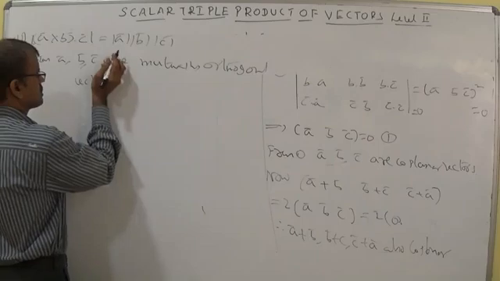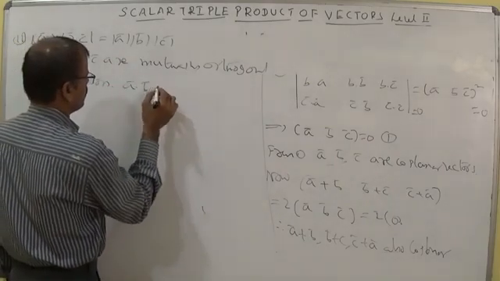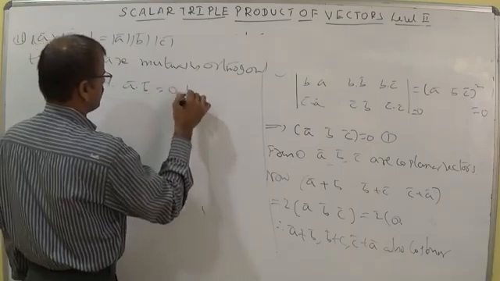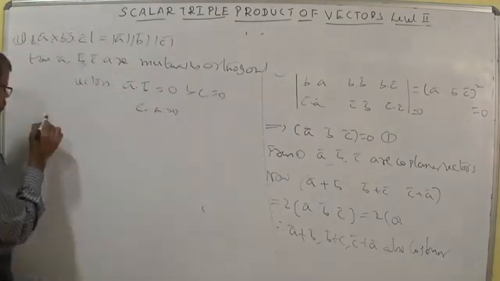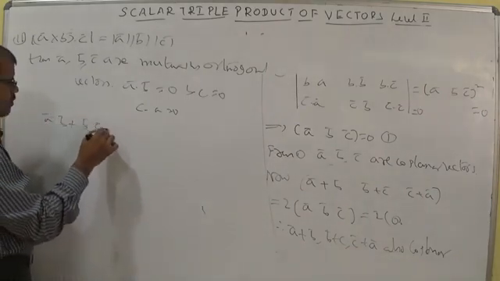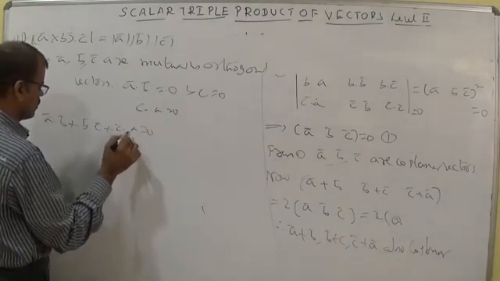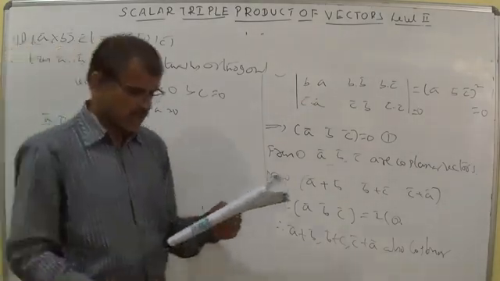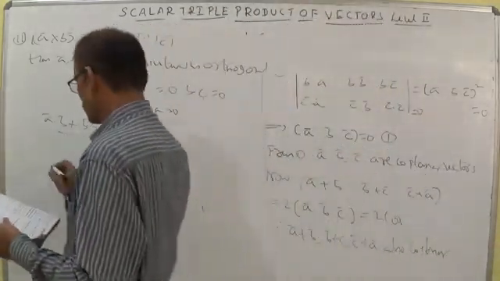Whenever the vectors are mutually orthogonal, then A dot B equals 0, B dot C equals 0 and C dot A equals 0. If you add all these, you get A dot B plus B dot C plus C dot A equal to 0. So here it is, second option, third option. Next, 12th question.